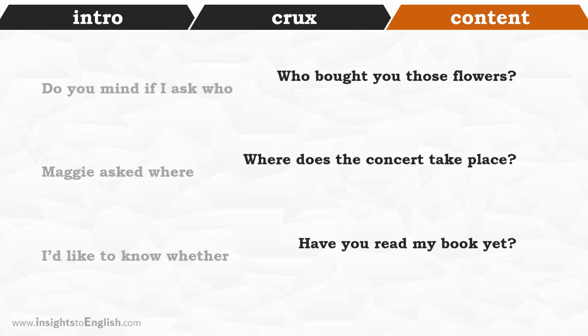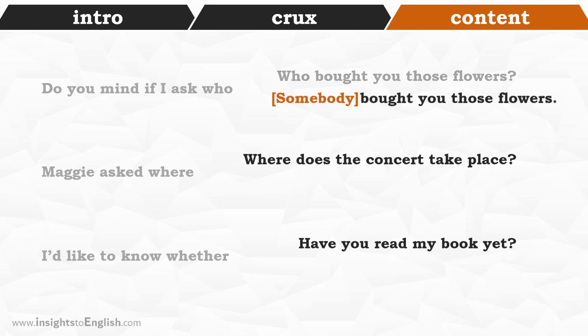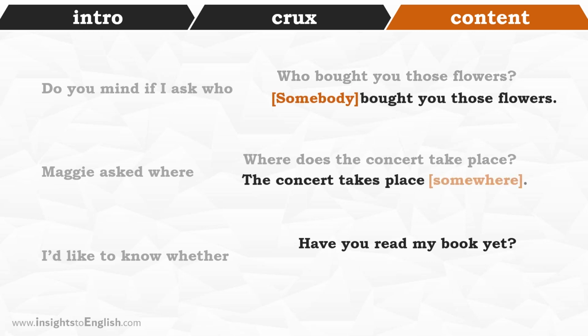Just take a look at these questions. If you knew the answers, how would you state them in complete sentences? Jacob or somebody bought you those flowers. The concert takes place in the park or somewhere. You have read my book, or you haven't read it.